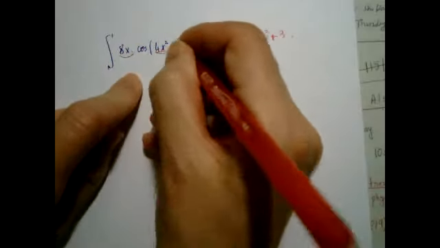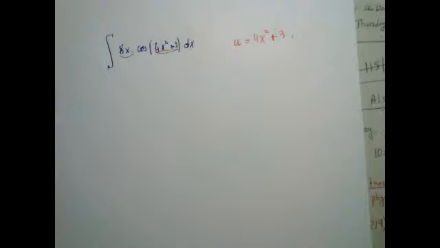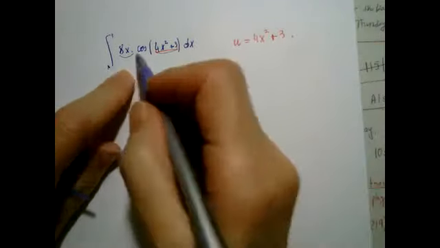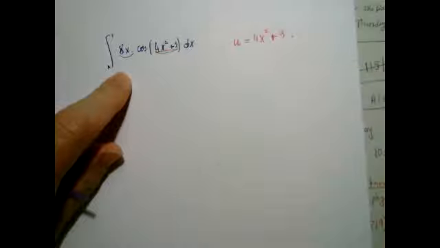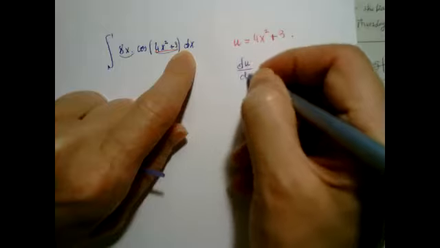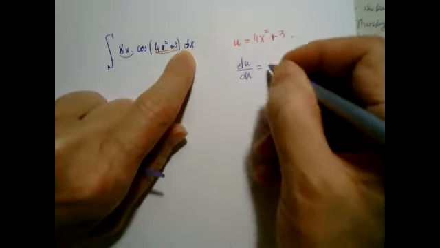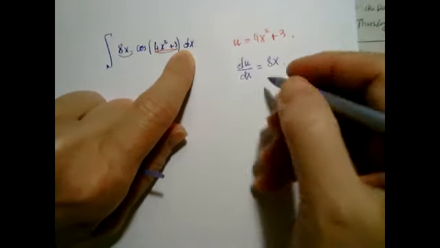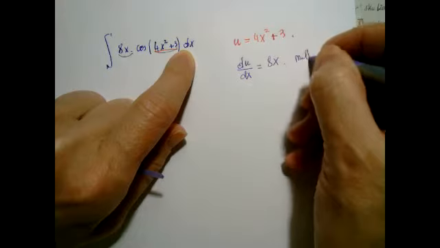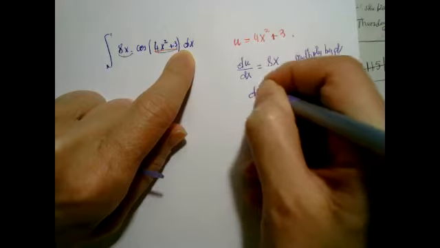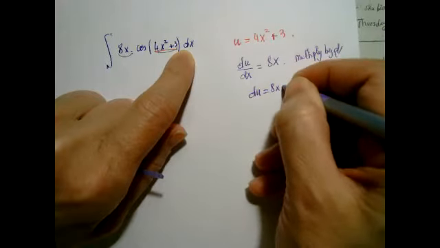That's my u. Once you find a u, you have to express everything within the integral in terms of the new variable. So you imagine now you have a new variable u, and everything here has to be in terms of u. To do that, since I have a dx, you compute du/dx, which means the derivative of u. This is 8x. Then you multiply by dx, and you get du is 8x dx.